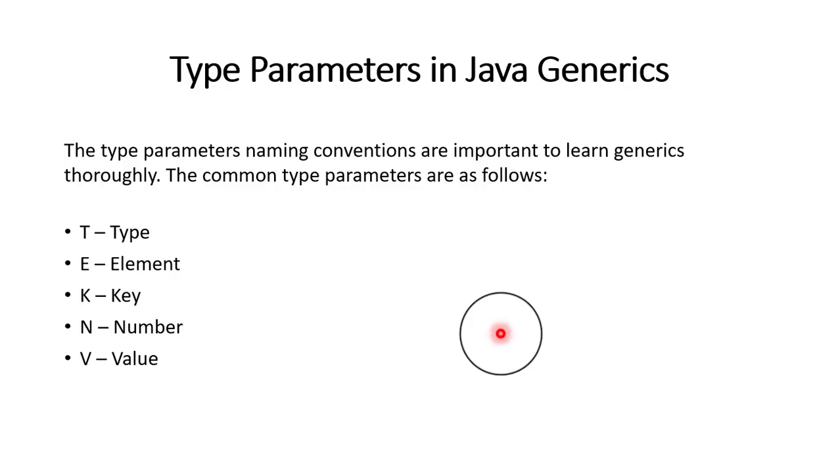Hello guys, welcome back. Today we talk about type parameters in Java generics. In Java generics we have these 5 types of parameters. The type parameter naming conventions are important to learn generics thoroughly. The common type parameters are as follows. We use T for type, we use E for element, we use K for key, we use N for number, and we use V for value.